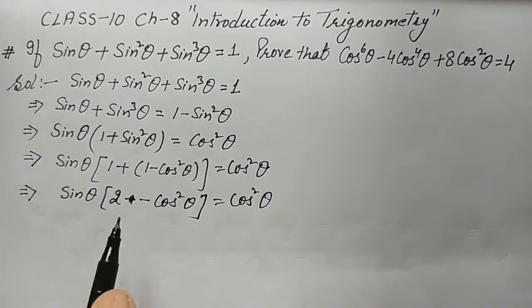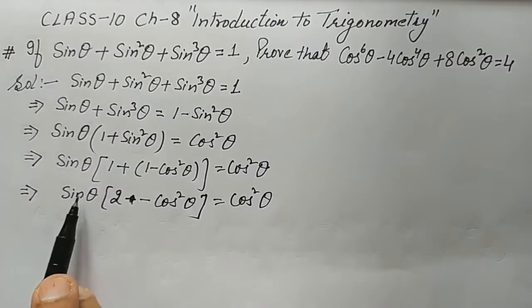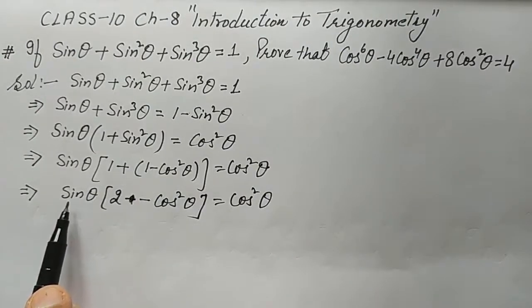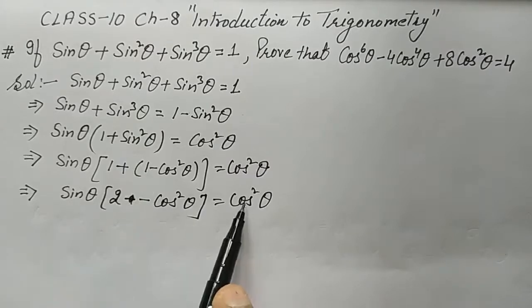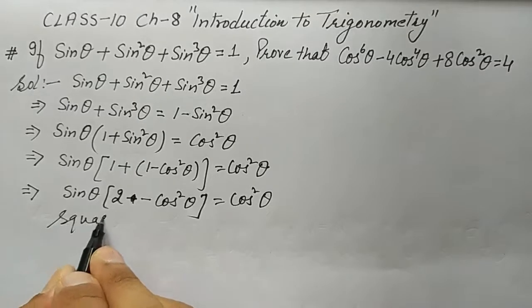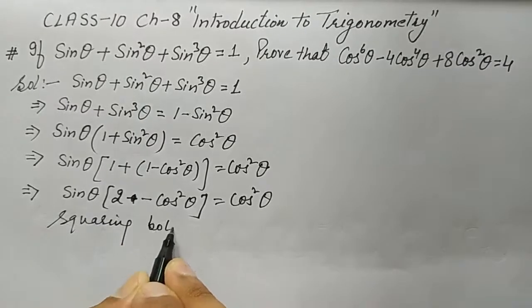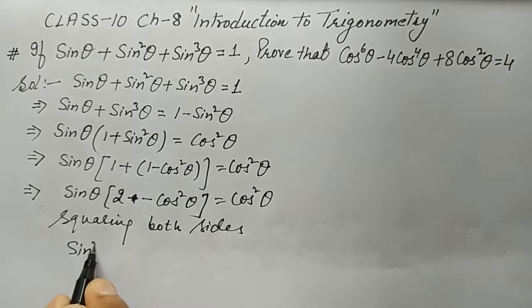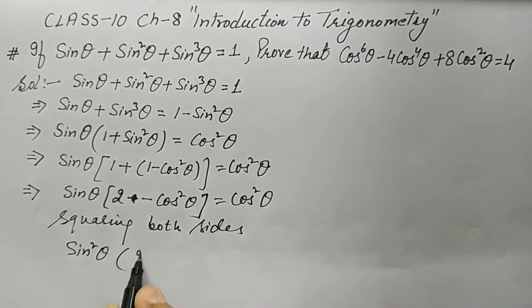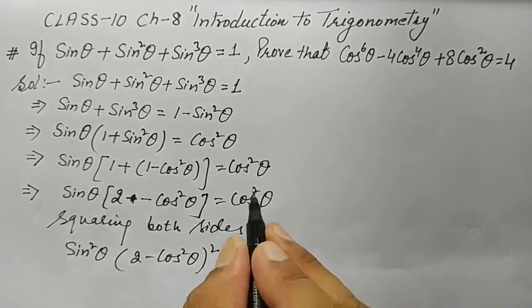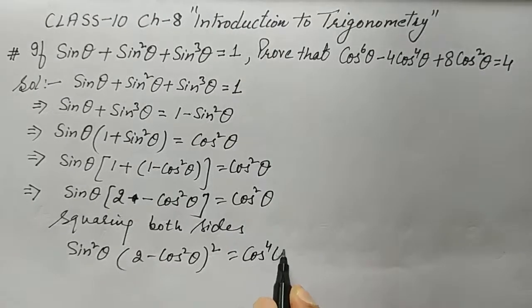Now if I do squaring here, then this sin will also convert into sin square theta, and afterward we can write sin square theta as 1 minus cos square theta, and this will also be changed into cos, and everything is in cos now. So squaring both sides, it becomes sin square theta, and here it is 2 minus cos square theta whole square, is equal to cos square theta whole square, which is cos power 4 theta.